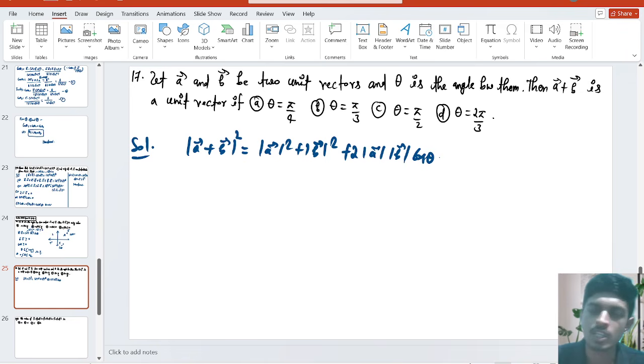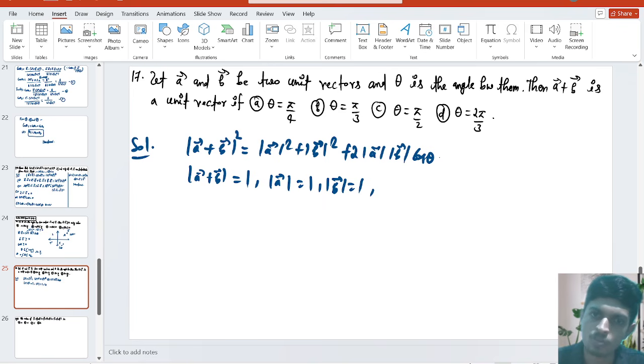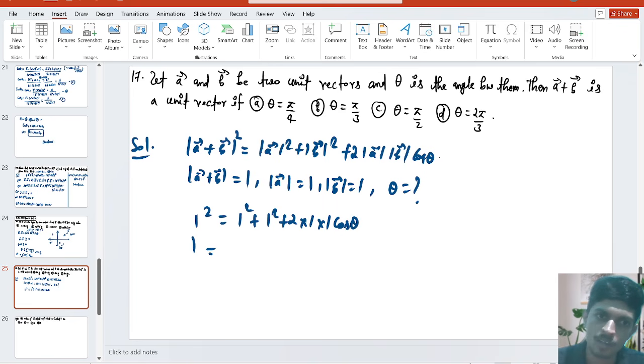So this is a unit vector only if modulus of vector A plus B equals 1, and since vector A and vector B are unit vectors, modulus of vector A equals 1 and modulus of vector B equals 1. So we need to find theta only. Simplify: 1 whole square plus 1 whole square plus 2 into 1 into 1 into cos theta. So 1 equals 1 plus 1 plus 2 cos theta. The 1 cancels out, and here 1 becomes minus 1, so minus 1 equals 2 cos theta, so cos theta is minus 1 by 2.